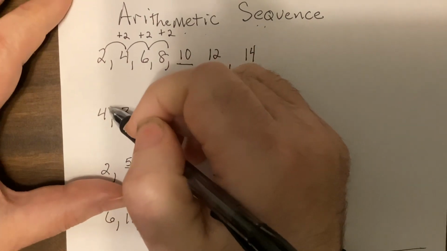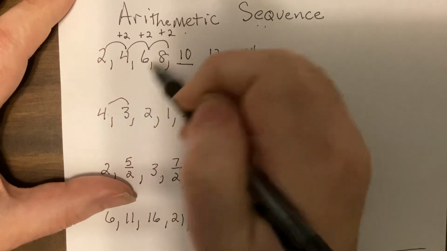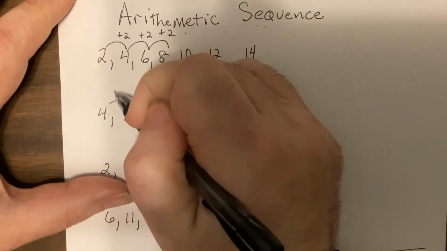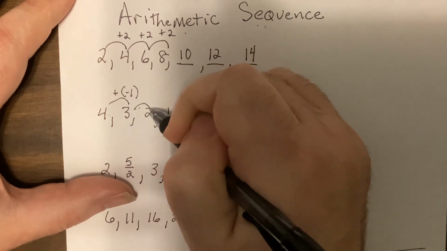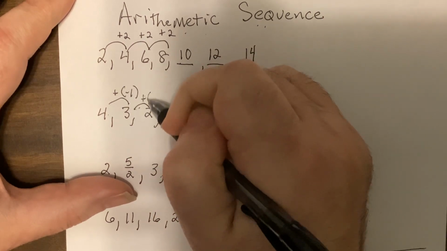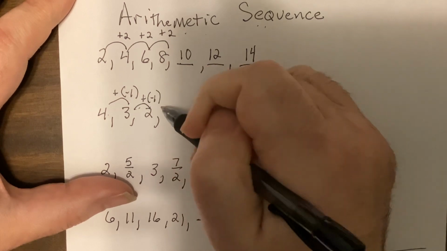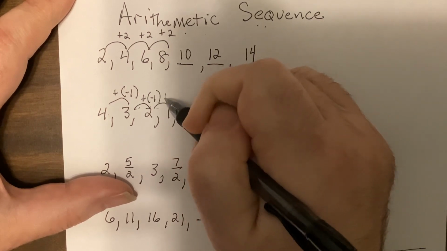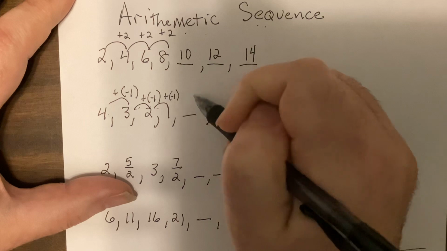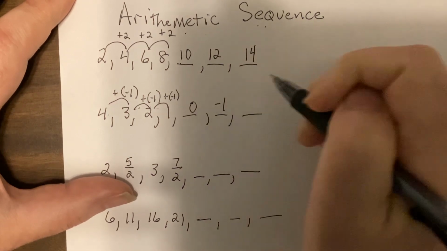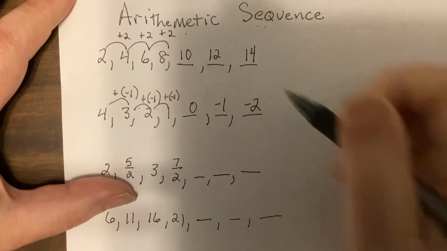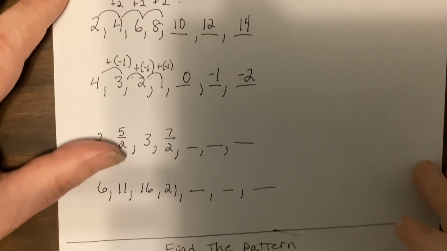So here, what am I doing to 4 to get to 3? Well, you're adding negative 1. I'm adding negative 1. So the next term in the list would be 0, then negative 1, negative 2, because you're adding negative 1 each time.